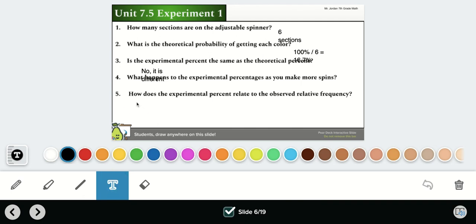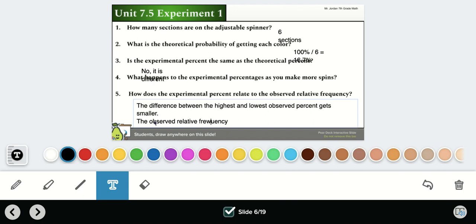So I'm going to write the difference between the highest and lowest observed percent gets smaller. Another way to say this is the observed relative frequency gets closer to the theoretical probability.